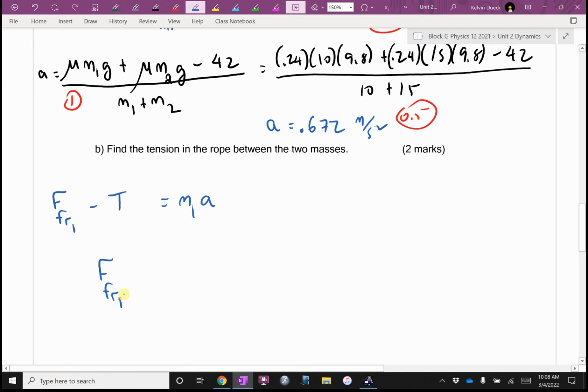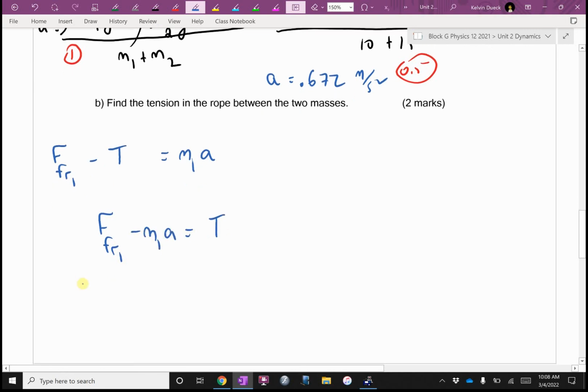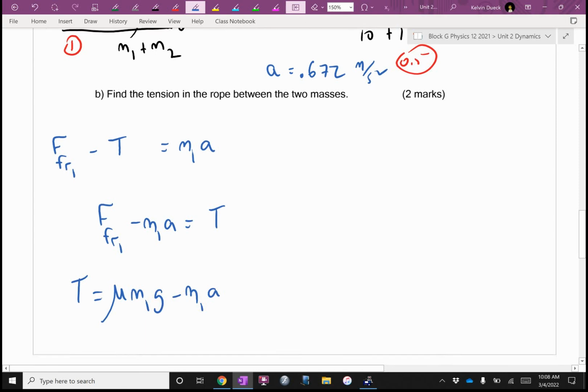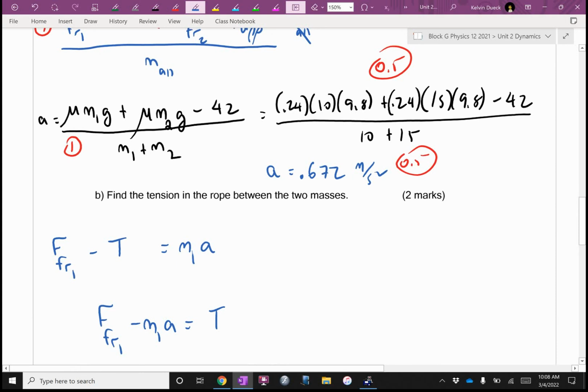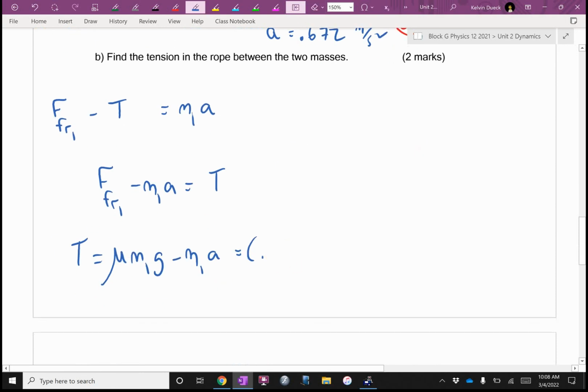It's going to be friction 1 minus M1A equals tension. It's going to be mu M1G minus M1A. That equals tension. Was it 0.1? No, 0.24 times 10 times 9.8 minus 10 times 0.672.